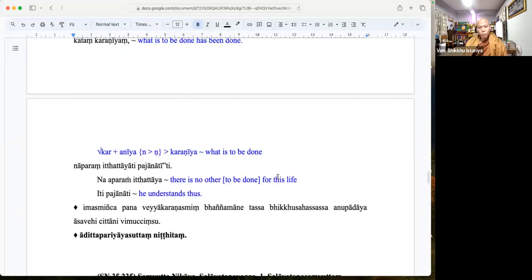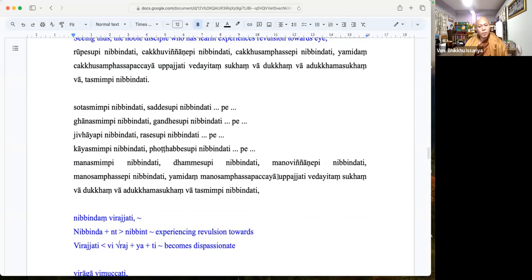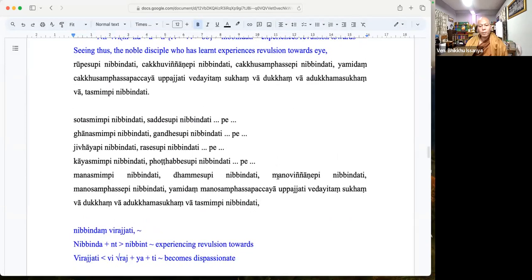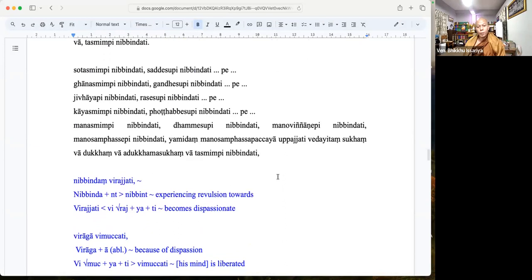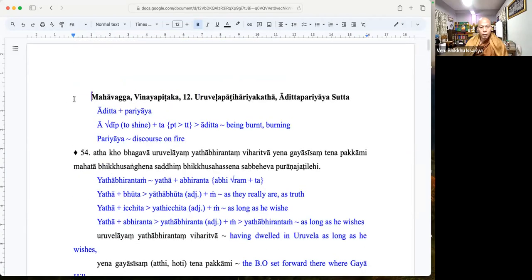So, in the Pali Canon, the Aditta Sutta and the Adittapariyaya Sutta can be found in four places. Two places are the same. One is in the Vinaya Pali, the Mahavagga Vinaya, Adittapariyaya Sutta, which we have already learned. But in another place, the Samyutta Nikaya, there is only the Aditta Sutta, but exactly the same. Atha kho Bhagava Uruvelayam and so on.